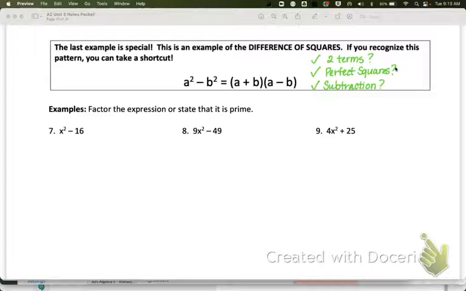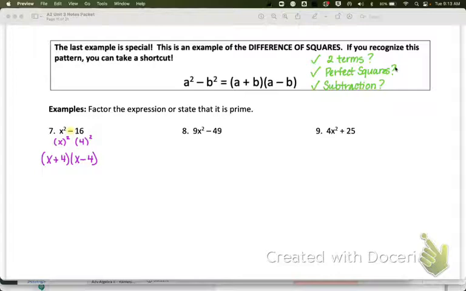So let's look at number 7. First question, are there 2 terms? Yes, x squared and 16, check. Are they both perfect squares? Yes, x squared is a perfect square because we are squaring x, and 16 is a perfect square because we are squaring 4. And then the third question, is it subtraction? Yes, it is. So since we've gotten 3 yeses, that means we can quickly factor this to be x plus 4, x minus 4. It's the things that are being squared. The end. We didn't have to do grouping. We didn't have to do any of that. X plus 4, x minus 4.